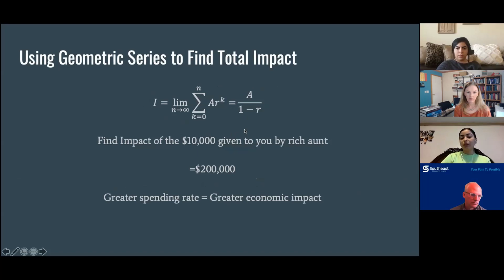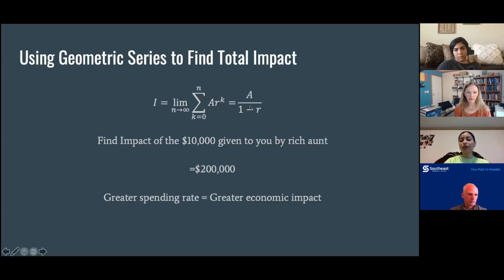So another thing we could do is find out the total economic impact. So this here is used in geometric series. It's used to find out where a series converges to. So here what this amount would converge to, or the economic impact, would be $200,000.